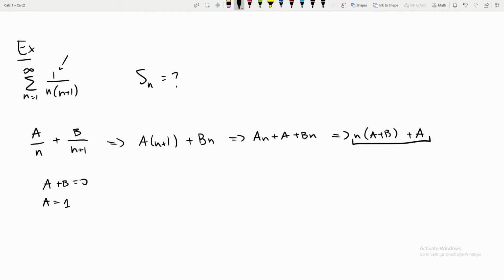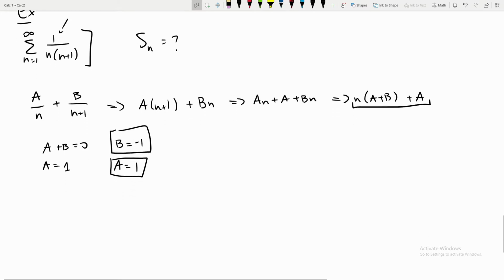I go over it a lot more in depth, and I go over a lot more scenarios, but this should be kind of review at this point. So we get that a is equal to 1, and that b is equal to minus 1. Now that we have these a and b terms, we can substitute them in for this equation right here.